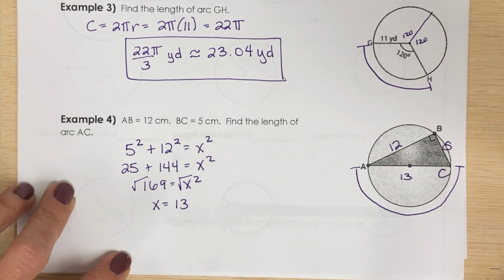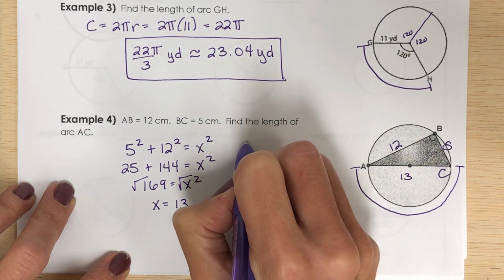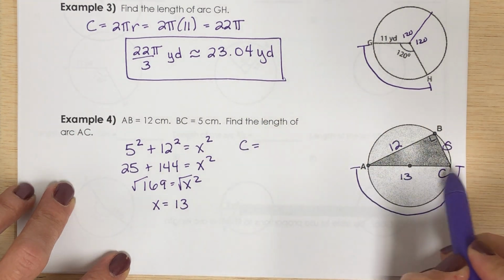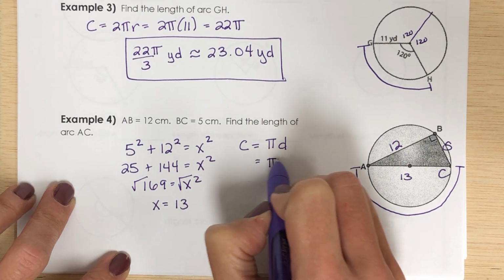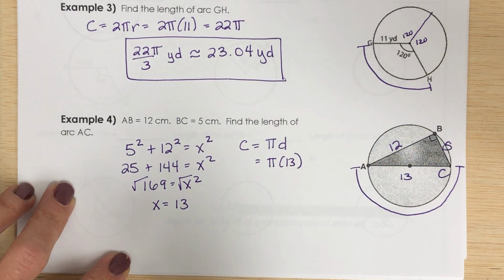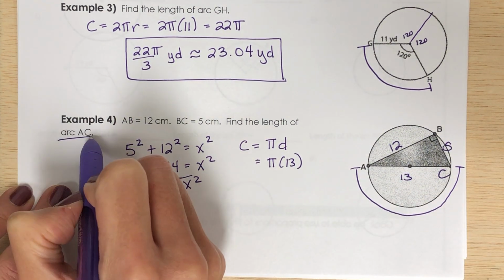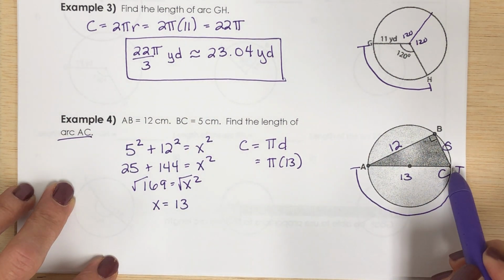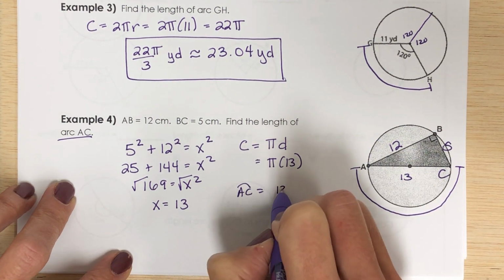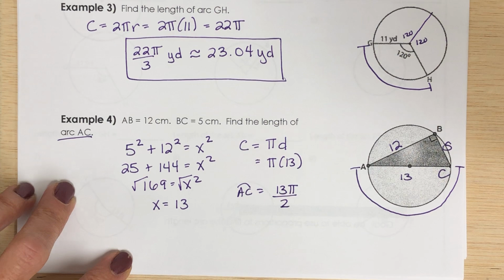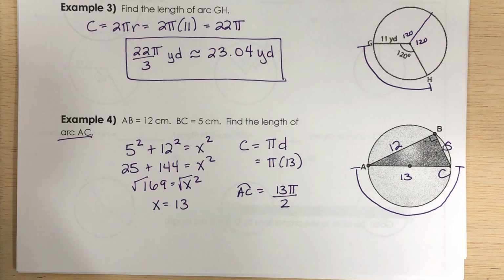hypotenuse is 13. I can use this to find the perimeter or the circumference of my entire circle. So now circumference equals, since I already have diameter, I'm going to use the pi d formula, equals pi times 13, or 13 pi. So my entire circumference is 13 pi around. I'm looking for the measure, or the length of arc AC, which is half of it. So AC equals 13 pi, half of that. I'm just going to leave my answer as 13 pi over 2. That's my exact answer. What is it, centimeters?